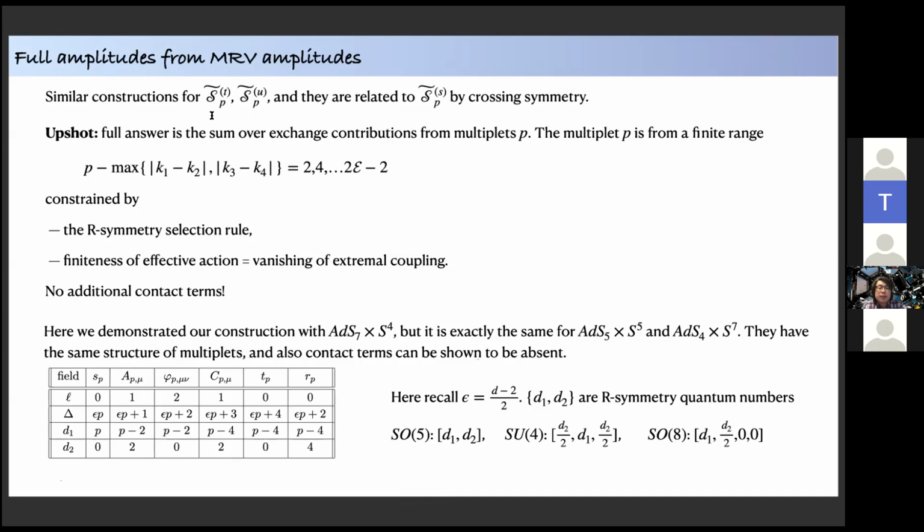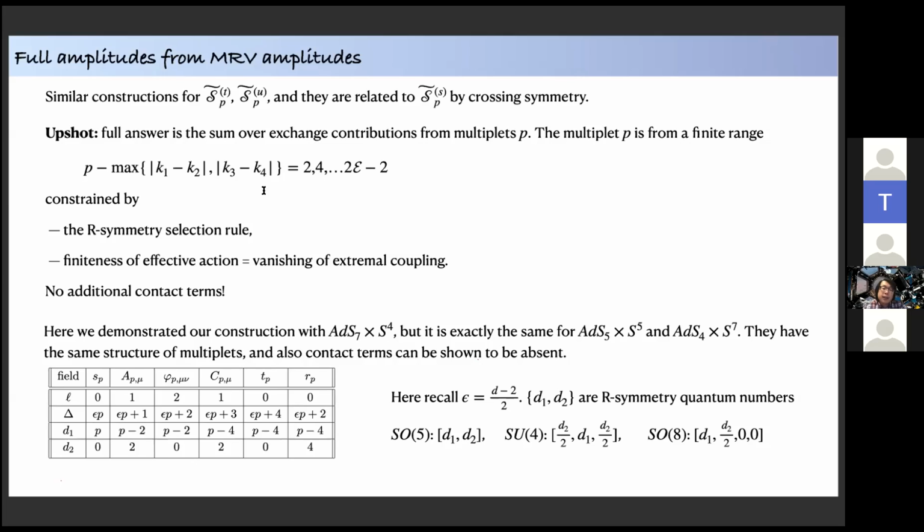We can do the same thing for the T channel and the U channel, but we can also just get that from the S channel using crossing symmetry. So the upshot of this game is that we now have a full answer for all the amplitudes as a sum over exchange contributions from multiplets labeled by p. And this p is taken from a finite range written here.